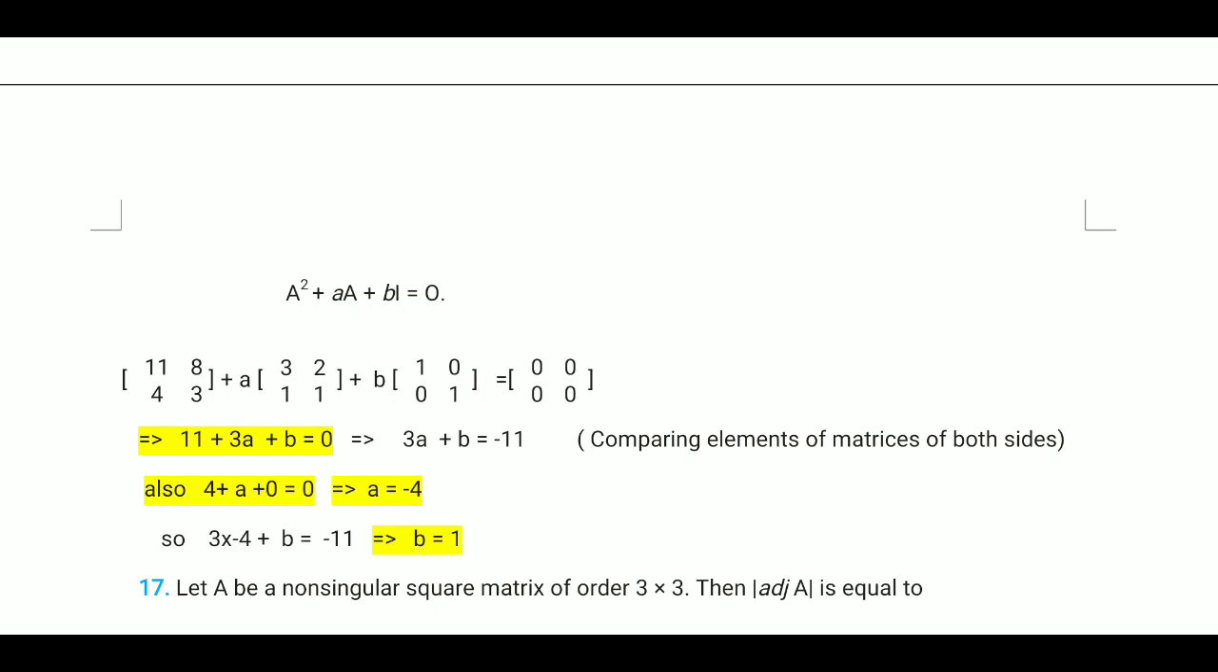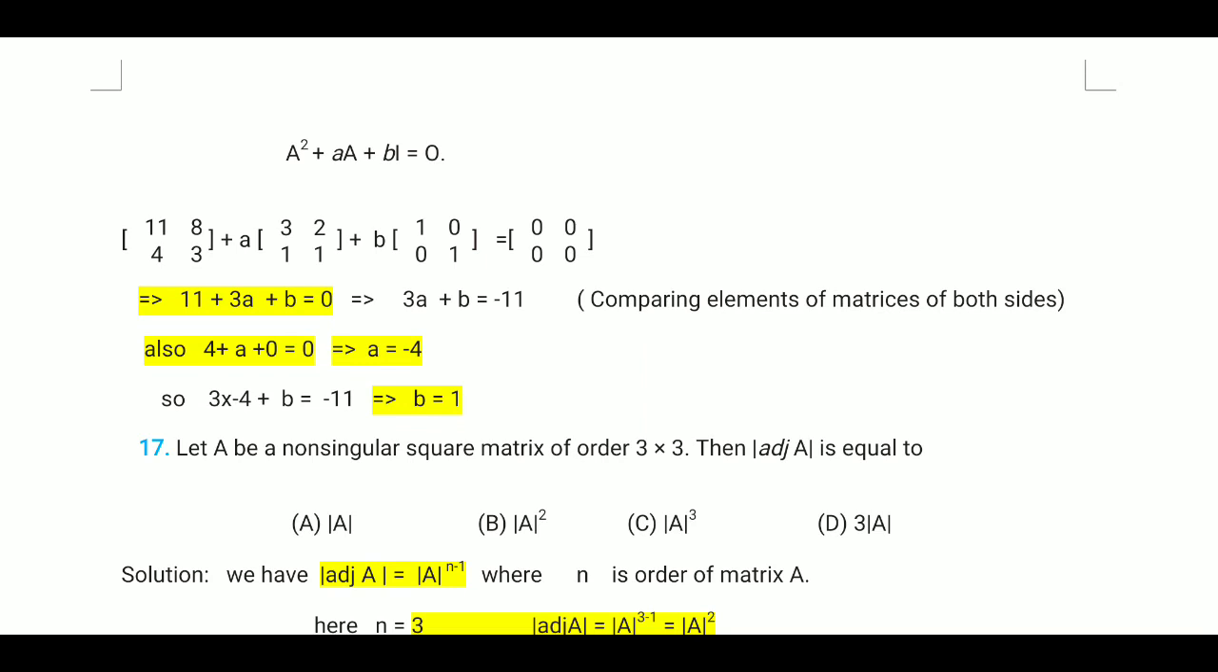4 plus A plus 0 is equal to 0, we get A is equal to minus 4. So put this value A is equal to minus 4 in our equation, we get B is equal to 1. Thus A and B can be obtained.